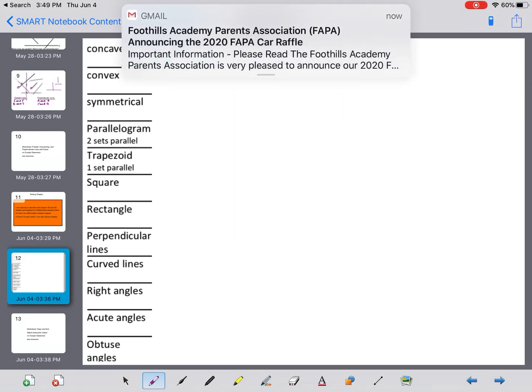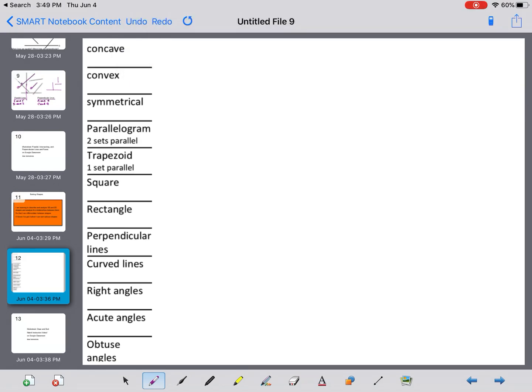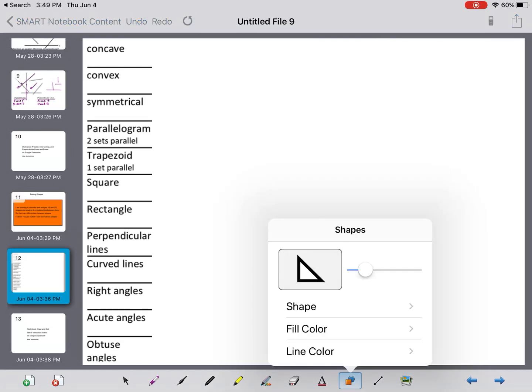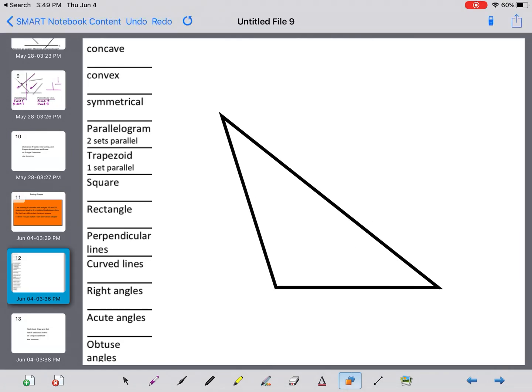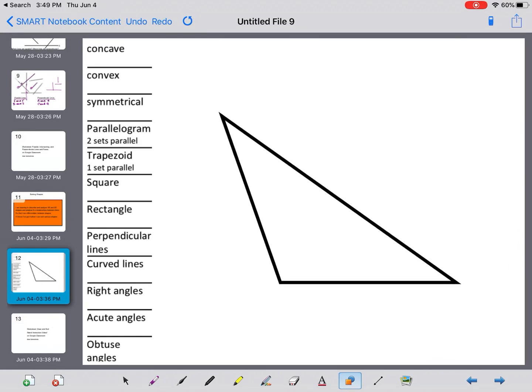Okay, and last but not least, an obtuse angle is any angle that is larger than 90 degrees. It's bigger than a right angle. Okay, so let me see if I can find a triangle to look at that. There we go. Okay, so this triangle right here has 2 acute angles right here, and it also has an obtuse angle right here. This angle is bigger than 90 degrees. If it were 90 degrees, the line would be right about there, okay?